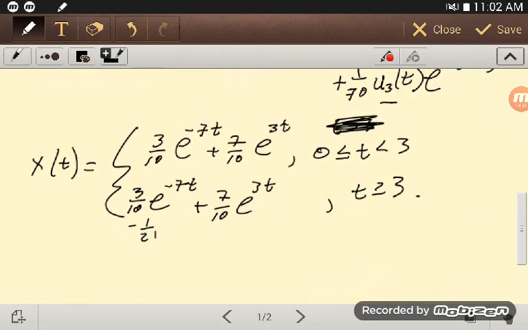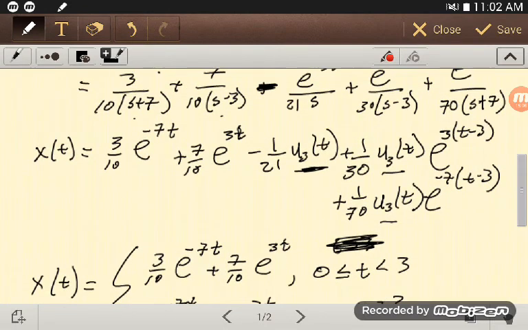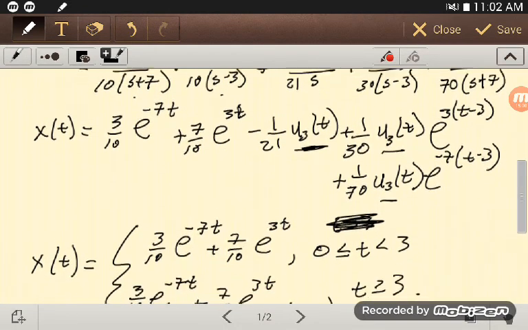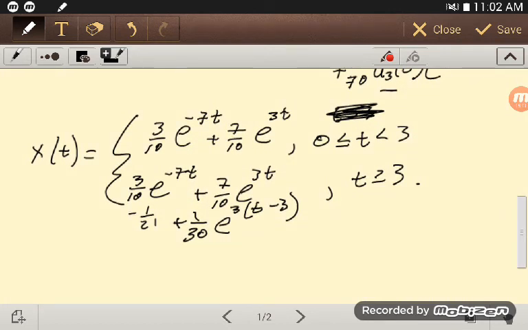But now we have the 1 over 30, so plus 1 over 30, and that was the e to the 3 times t minus 3. And then finally 1 over 70, so plus 1 over 70 e to the minus 7 times t minus 3. And so that's quite a bit, but that's what it is. We just have this piecewise defined function.